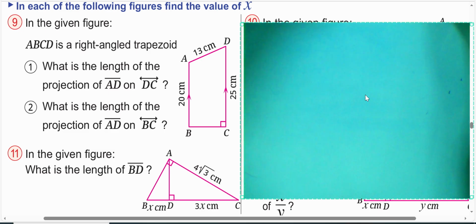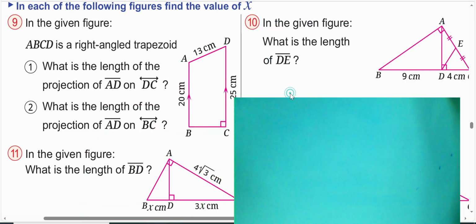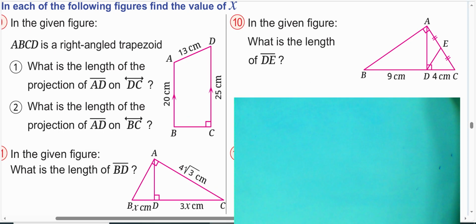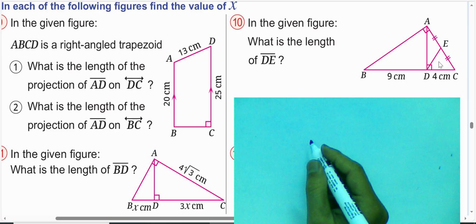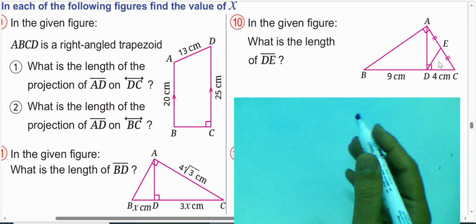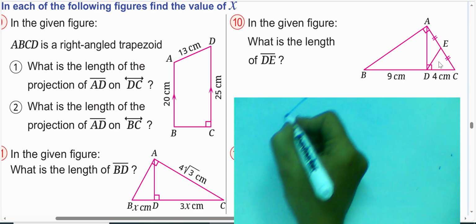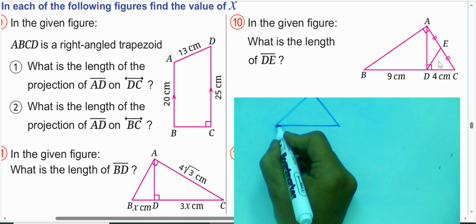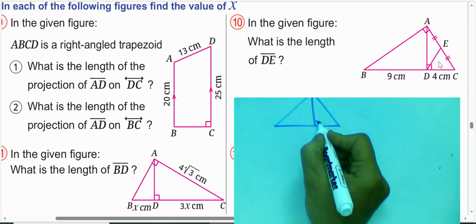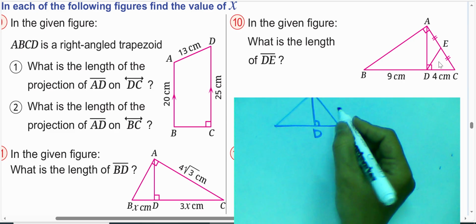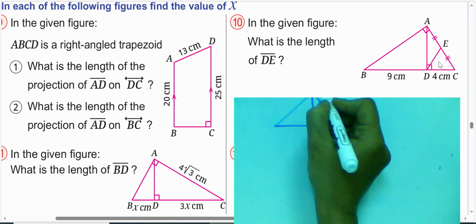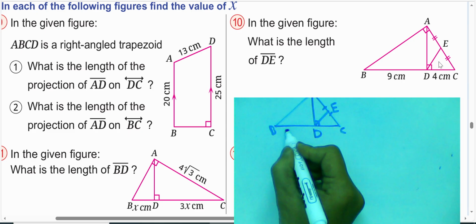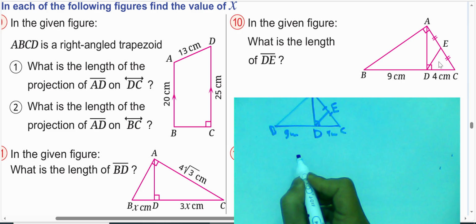Next question number 10. Look at here, we want to find the length of DE. How can we find the length of DE? We can find the length of DE by first finding AC. Look at here, we have a right angle triangle, and this perpendicular, we have D and C, and this bisect line segment, we have A and B, and this 9 centimeter and here 4 centimeter.